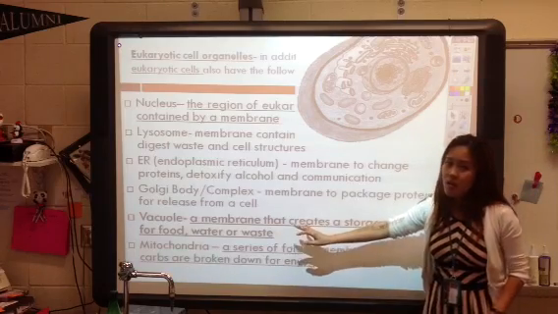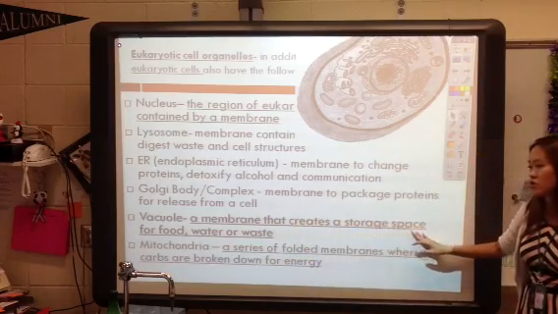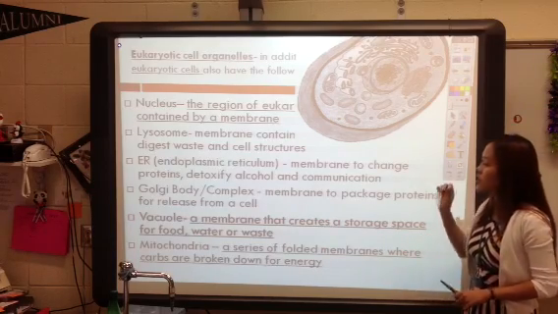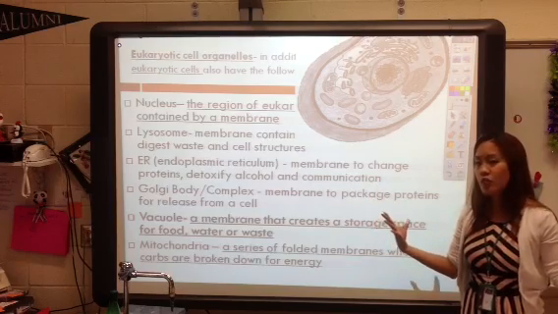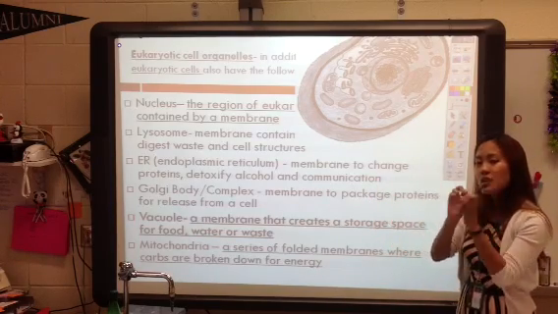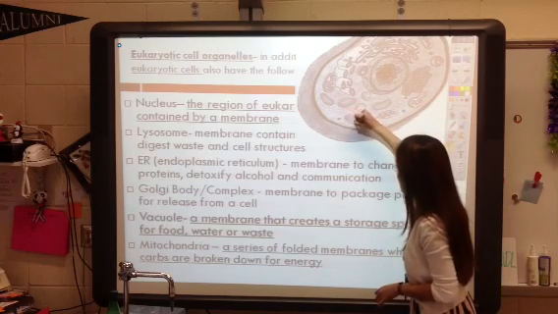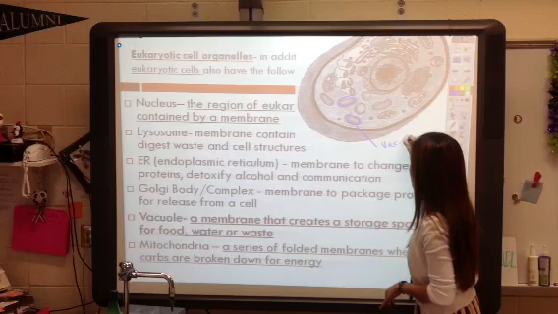The next structure that all eukaryotic cells have is a vacuole. It's a membrane that creates a storage space for food, water, or waste. The vacuole in a plant will be really, really big to store a lot of extra water. In animal cells, it's going to be a lot smaller. And so here you can see these circular structures. That would represent our vacuole.